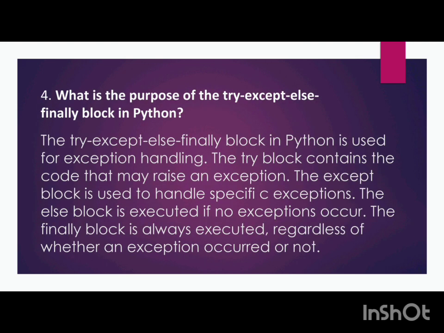What is the purpose of the try except else finally block in Python? The try except else finally block in Python is used for exception handling. The try block contains the code that may raise an exception. The except block is used to handle the exceptions. The else block is executed if no exception occurs in the try block. The finally block is always executed, so anything that you want to run always, keep it in the finally block, regardless of whether an exception occurred or not. Okay, let's move on to the next question.